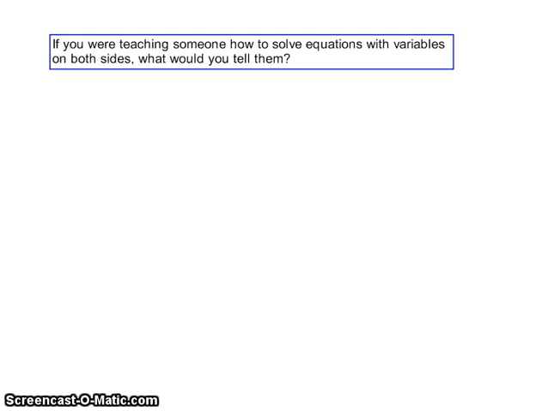Your final challenge is to describe solving equations to someone. So if you were teaching someone how to solve equations with variables on both sides, what would you tell them? So perhaps you would have a series of steps. Perhaps you want a more flexible way, or create a flowchart. So try to see if you can do that, and we'll discuss it tomorrow.